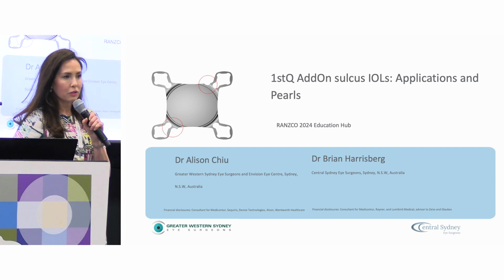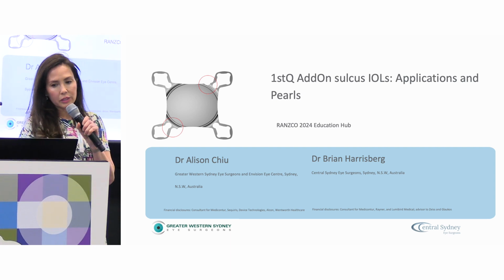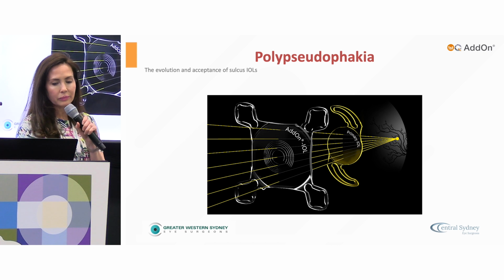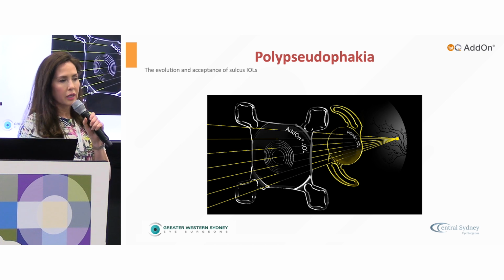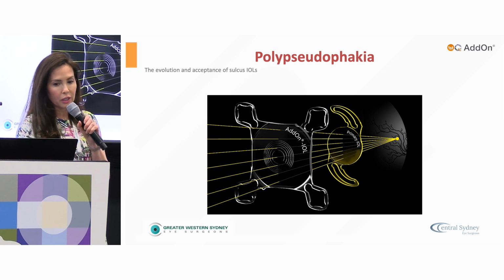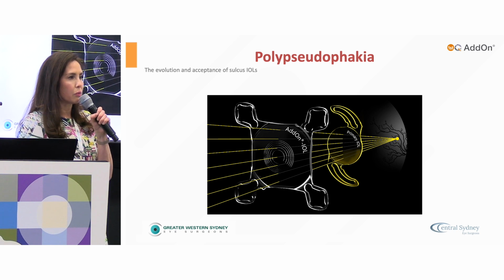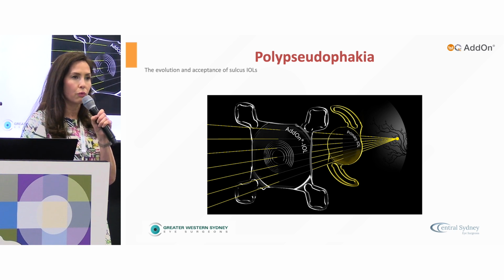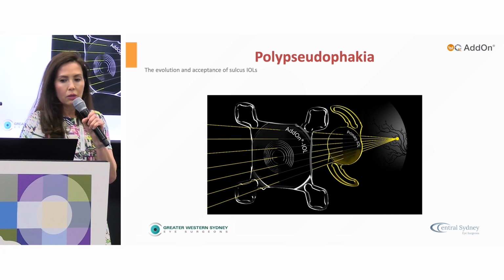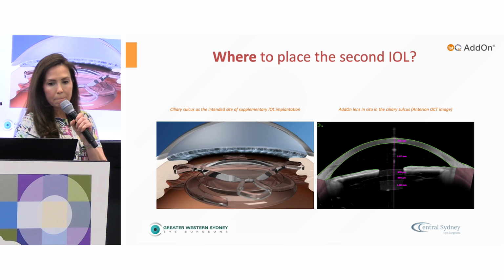I'm going to talk to you about the 1stQ AddOn secondary sulcus IOL. This is a lens designed to go in the sulcus in pseudophakic patients. It's not a lens where we would normally put it in the sulcus for aphakia or in the bag. It's specifically designed for the sulcus.